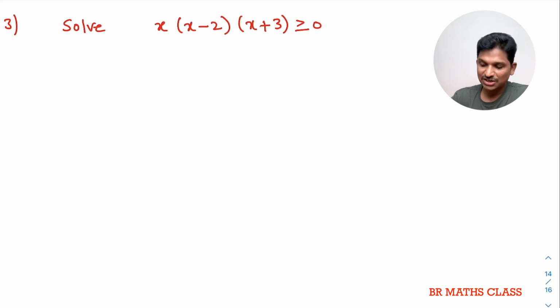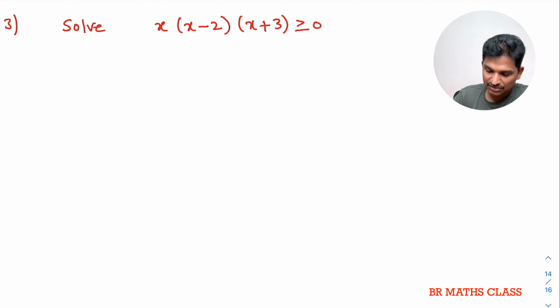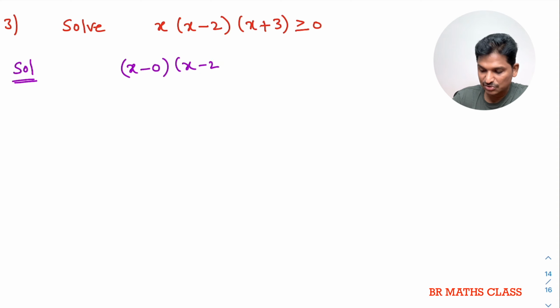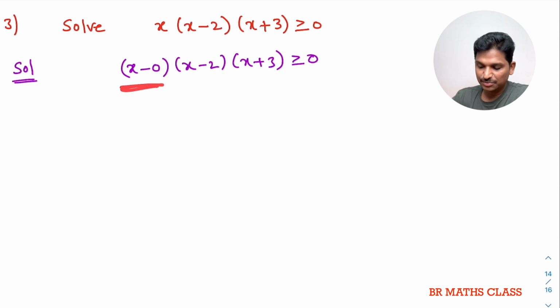You observe this question. Here the product of 3 linear factors is there. Actually x can be written as x minus 0, right? Let's solve this. This x can be written as x minus 0, then x minus 2, x plus 3. Now we need to find what x values satisfy this inequality. These are already in x minus a, or x plus b form. It is okay, right? This is in the correct form only.